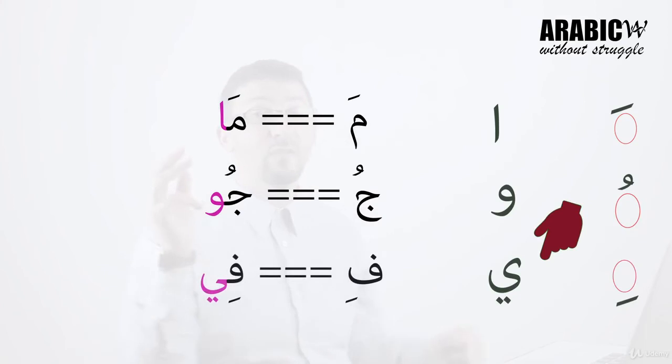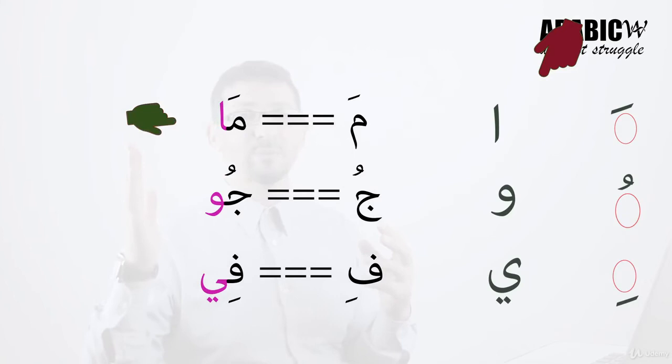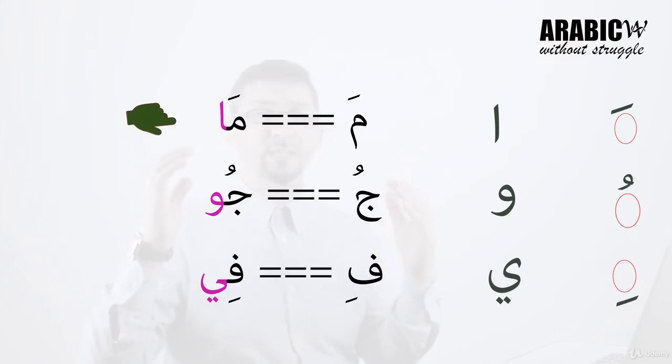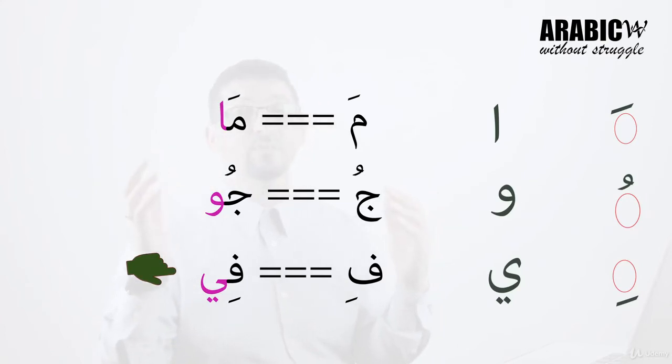Because we have only three vowels, we have only three letters which we use to prolong these vowels. So fatha is prolonged with alif, dhamma is prolonged with waw, and kasra is prolonged with ya, and that's it. So let's take these examples.